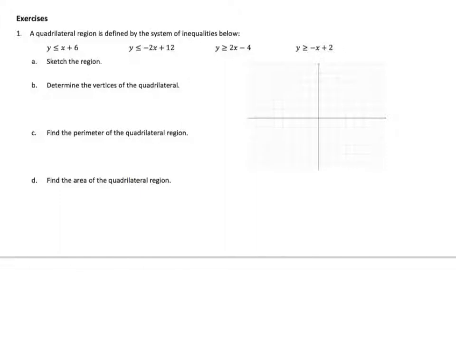Cool. Now let's sort of marry what we've done together. So the first thing we did for this lesson was draw some lines and shade. The second thing we did for the lesson was use the shoelace theorem or Green's theorem to calculate area. Now we're doing them together. So first let's go ahead and draw our lines. A quadrilateral region is defined by the system of inequalities below. Let's go ahead and sketch it. 1, 2, 3, 4, 5, 6. A slope of +1.